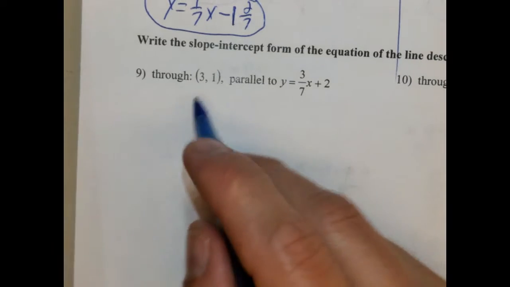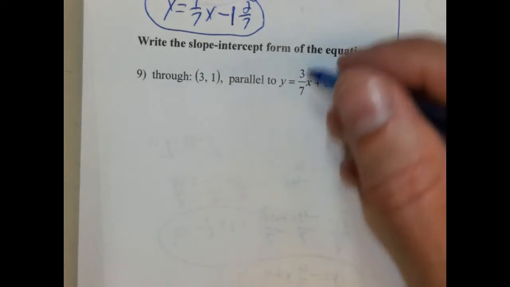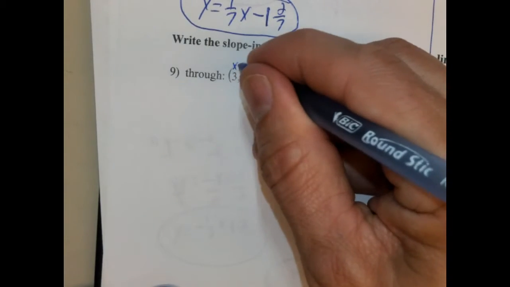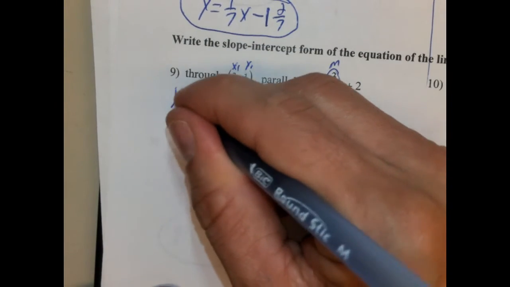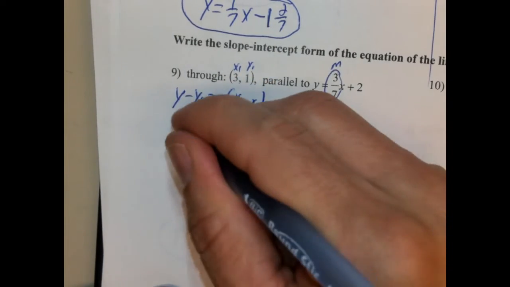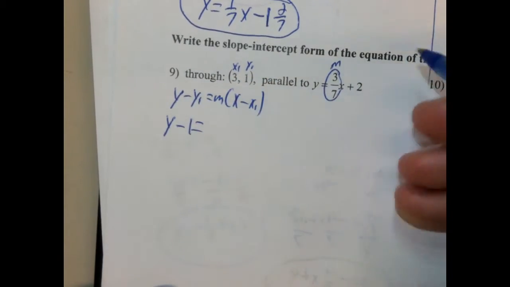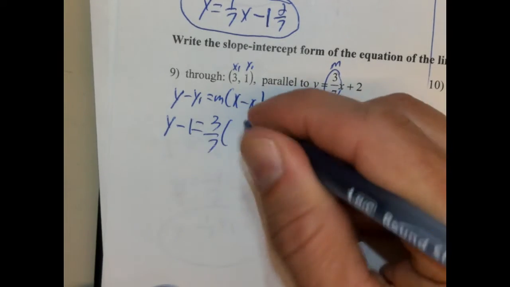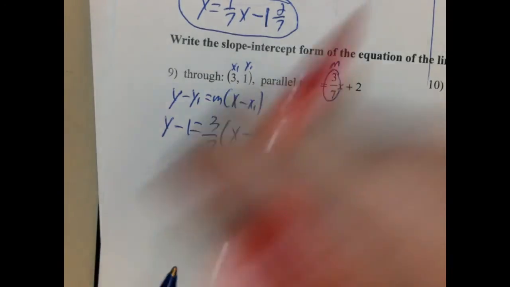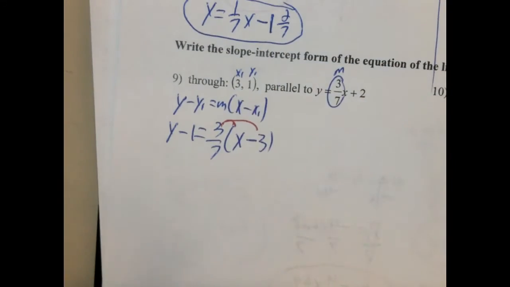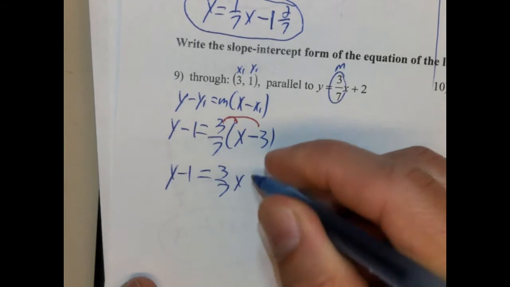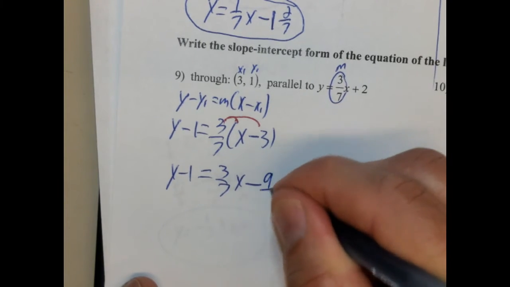So here they give us a point and a line it's parallel to. Parallel means it has the same slope, so that's our m. So our x1, y1. So y minus y1 equals m parentheses x minus x1. So y minus 1 equals 3 over 7 parentheses x minus 3. We're going to distribute the 3/7. Y minus 1 equals 3/7 x minus 9 over 7.